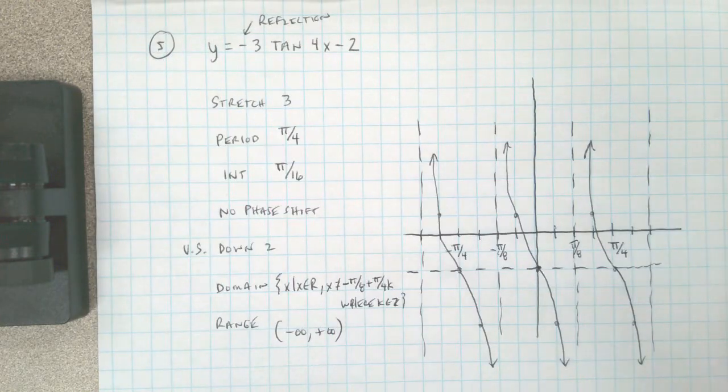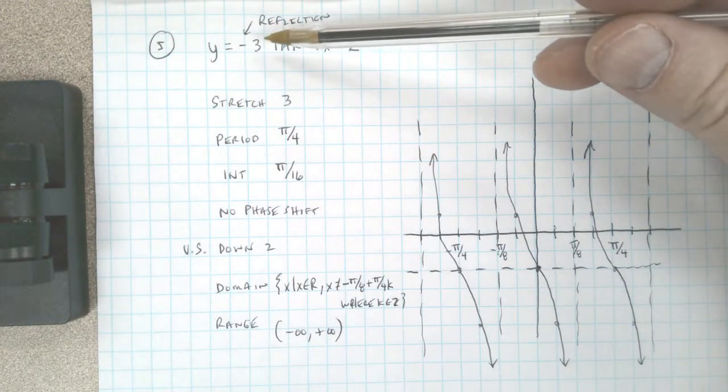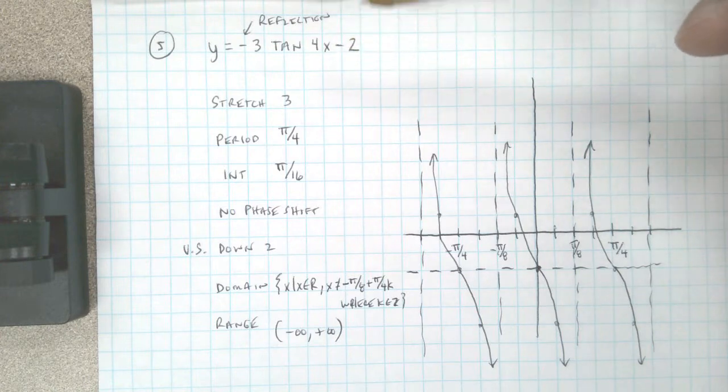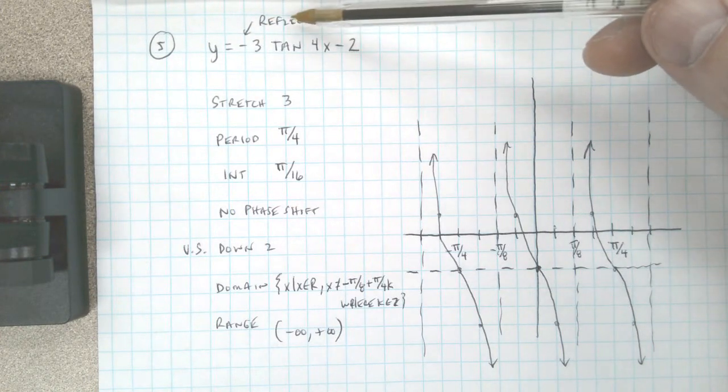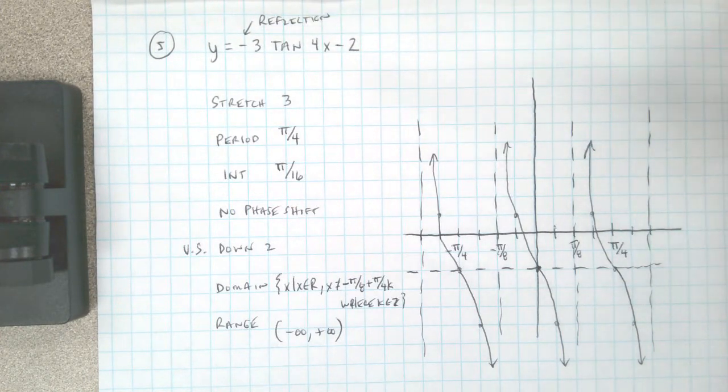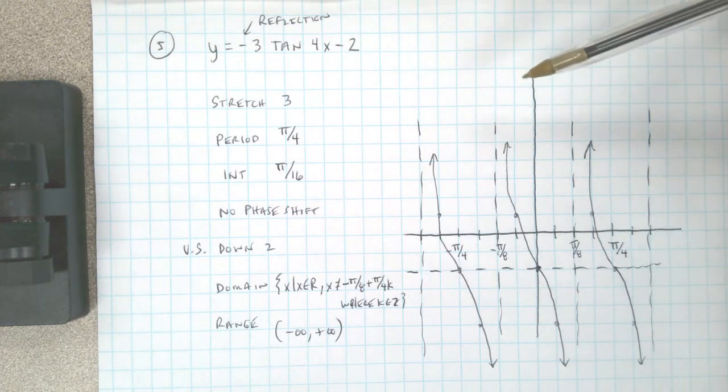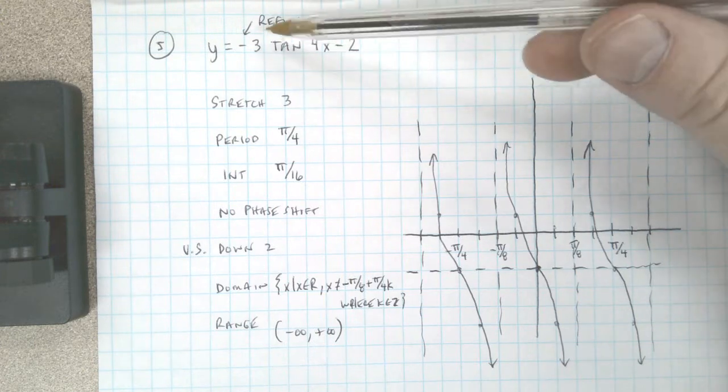All right, here's number 5. Number 5, we've got y equals negative 3 tangent 4x minus 2. Notice that we have a negative in front. That makes it a reflection, which means normal tangent curve is disco right, so it's going to make it a disco left curve. The stretch is 3.